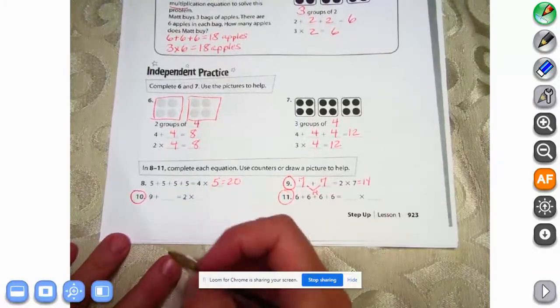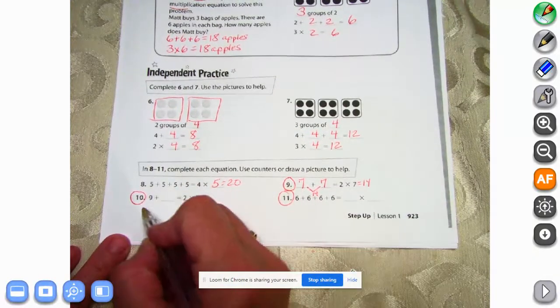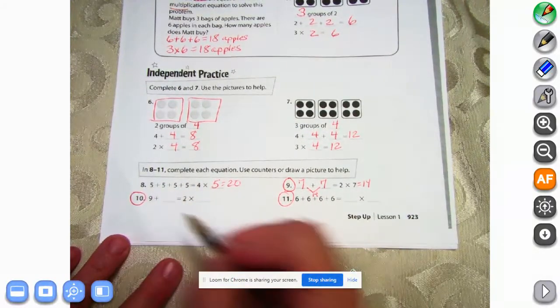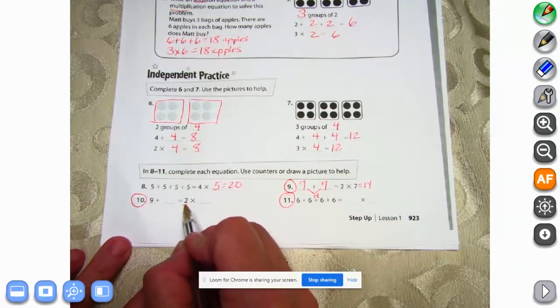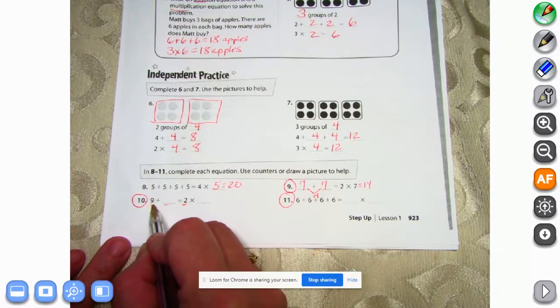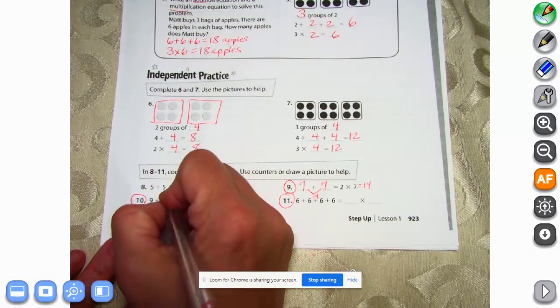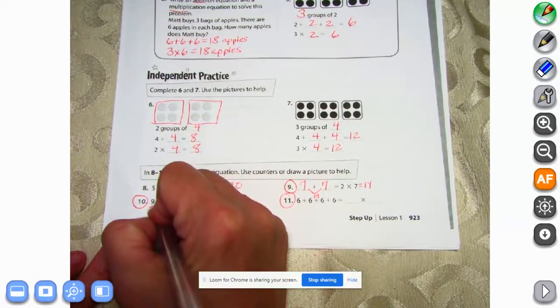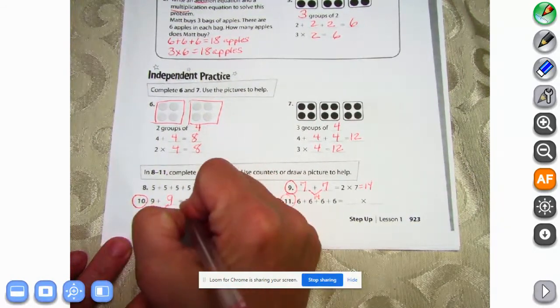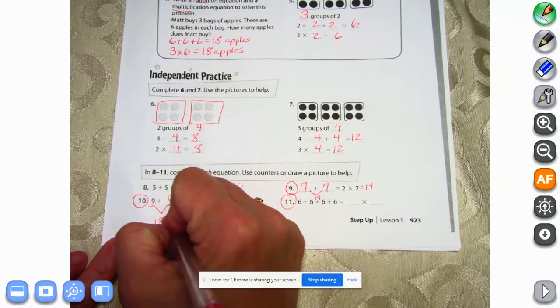Okay, number 10, 9 plus blank is equal to 2 times blank. Well, it says there's going to be 2 groups, and we already saw what was in one group was 9. So 9 plus 9 is equal to 2 times 9. 9 and 9 make 18. This makes 18, and they're equal to each other.